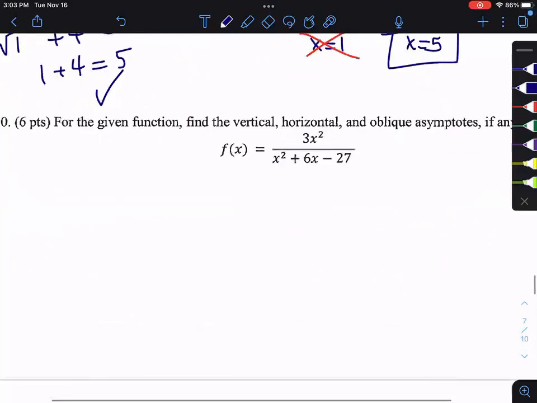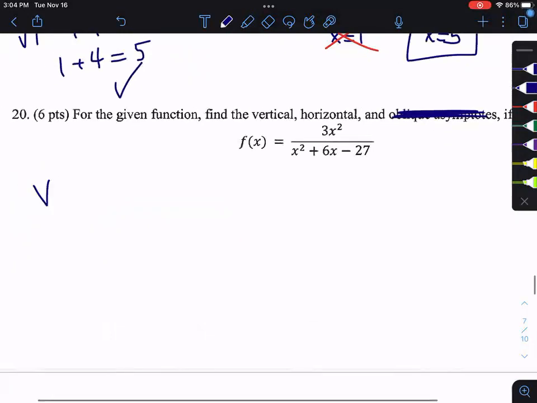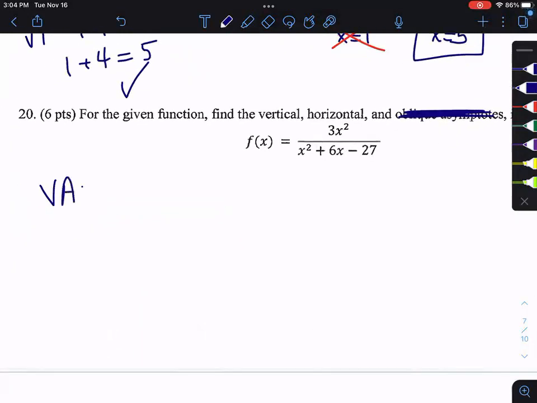Next up, we're going to look at this function, identify the vertical, horizontal, and oblique asymptotes. Promise there are none that are oblique. For our vertical, I'm going to label VA, maybe.